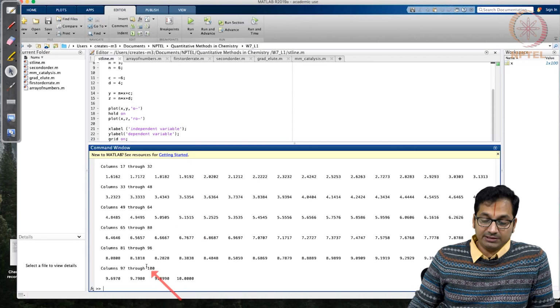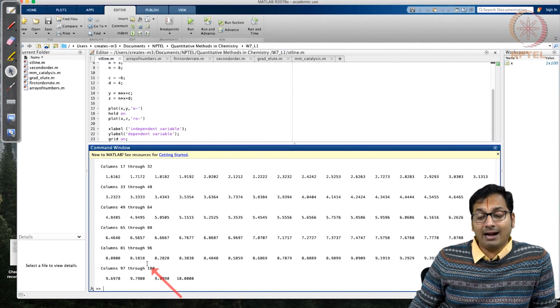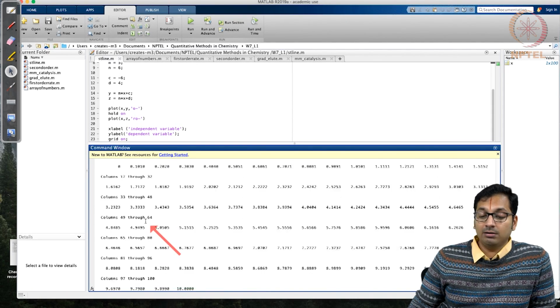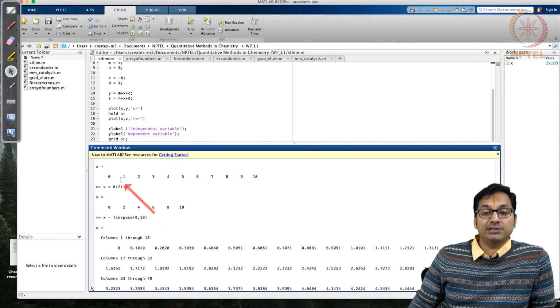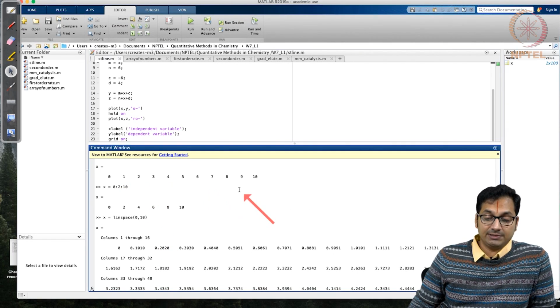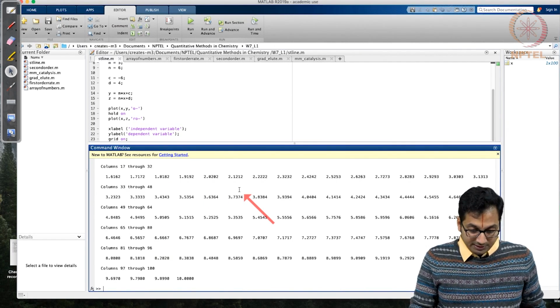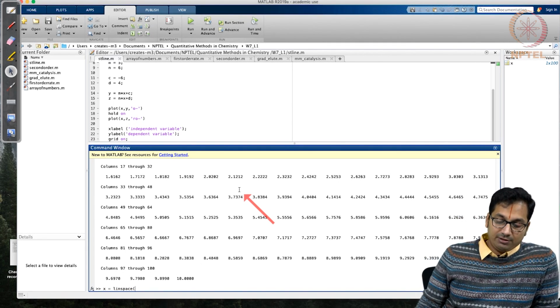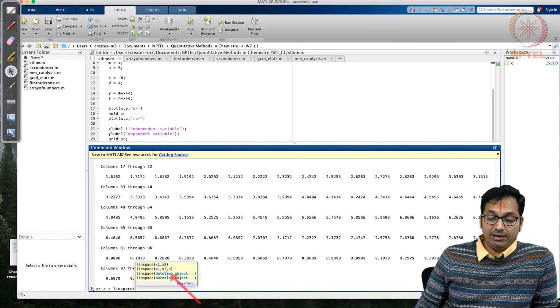And how many numbers has it generated? By default it has generated 100 numbers between 0 and 10. This is not what we want. We wanted to generate x in 1 integer units. So let's try to say x equal to linspace. As you are typing this, once again you get other recommendations.